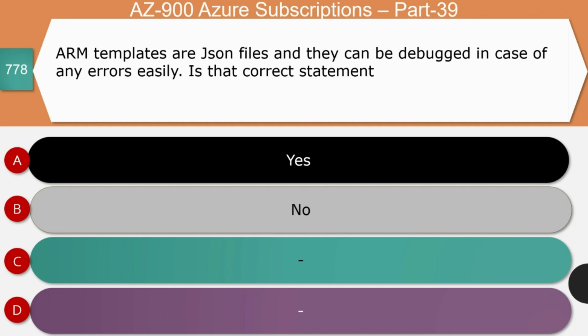Next question. ARM templates are JSON files and they can be debugged easily in case of any errors. Is that statement correct? Is it yes or no? The right answer for the question is no. When an error occurs in ARM templates, it can be difficult to identify and debug the issue. Understanding the error messages and how to troubleshoot problems can be a challenge. So, though JSON is an easily readable file format, this is one of the difficulties with the use of ARM templates.